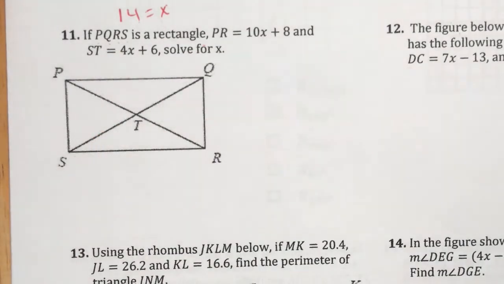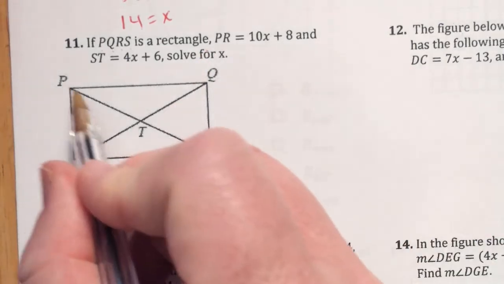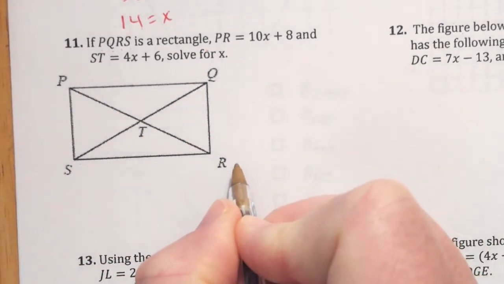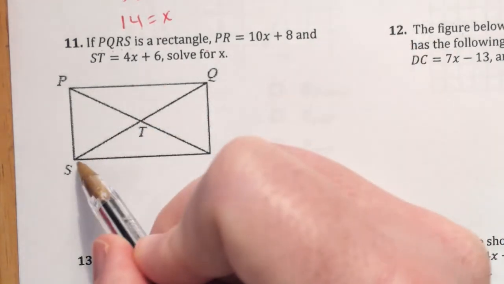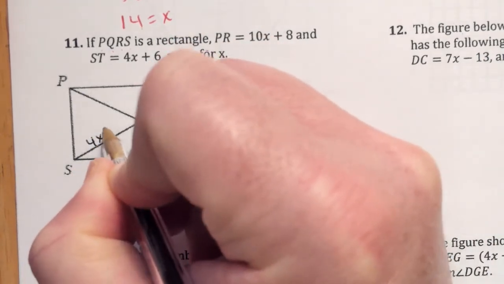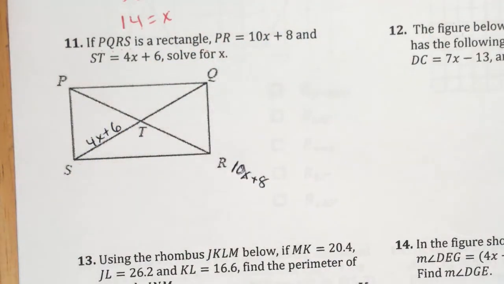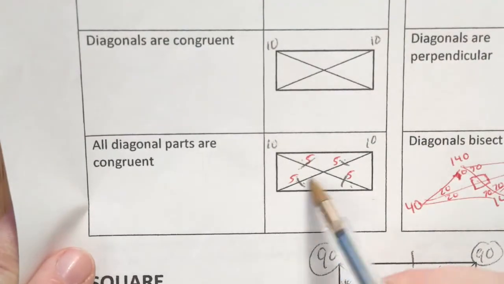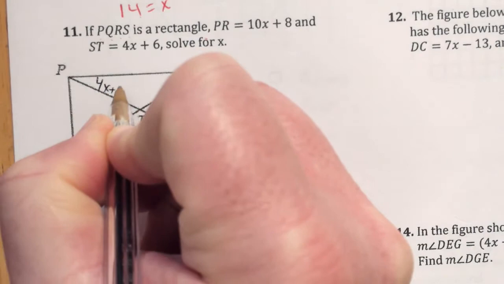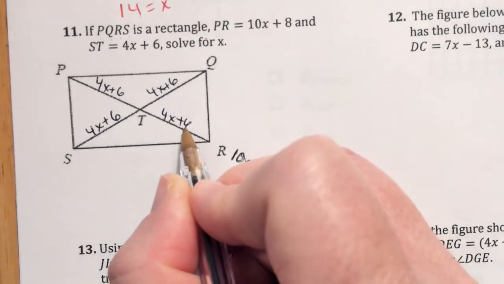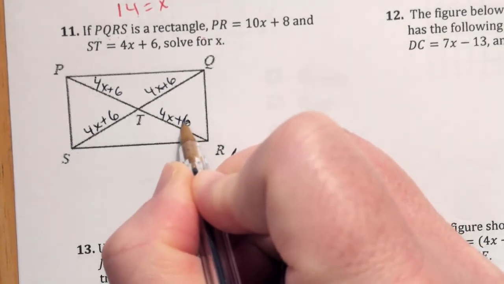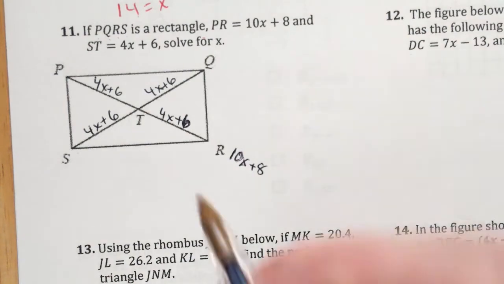Okay, and they said that P to R, that's the whole shebang, so I'll write it out here. So it's 10x plus 8. And S to T, that's just this little part, is 4x plus 6. Now if we know that this little part is 4x plus 6, then on our rules, all 4 of them are 4x plus 6. So let's just write that. 4x plus 6, 4x plus 6, 4x plus 6. And be careful, sometimes my 6 looks like a 4, so I'm going to make that prettier. There we go.